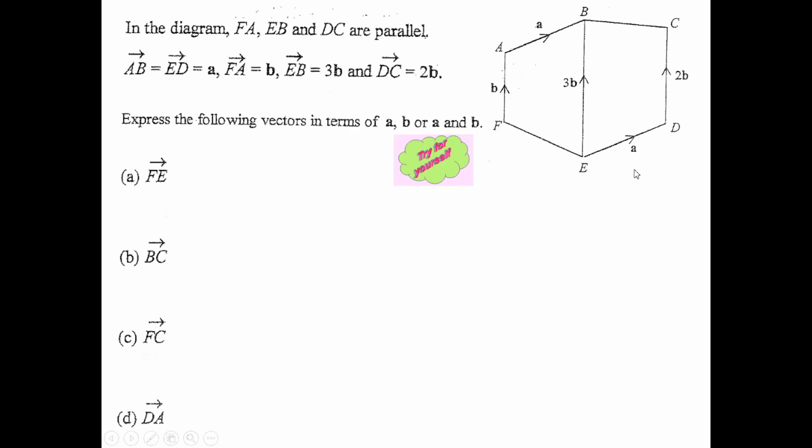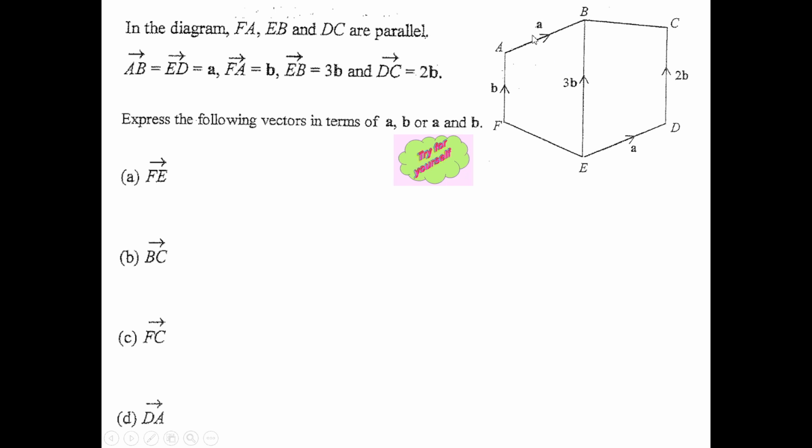So in the diagram, FA, EB, and DC are parallel. These aren't talking about vectors, they're just lines. They're just saying FA, EB, and DC are parallel. And we've got the little arrows on there also pointing out that they're parallel. We've also been told that vector AB is equal to ED. So they're the same vector.